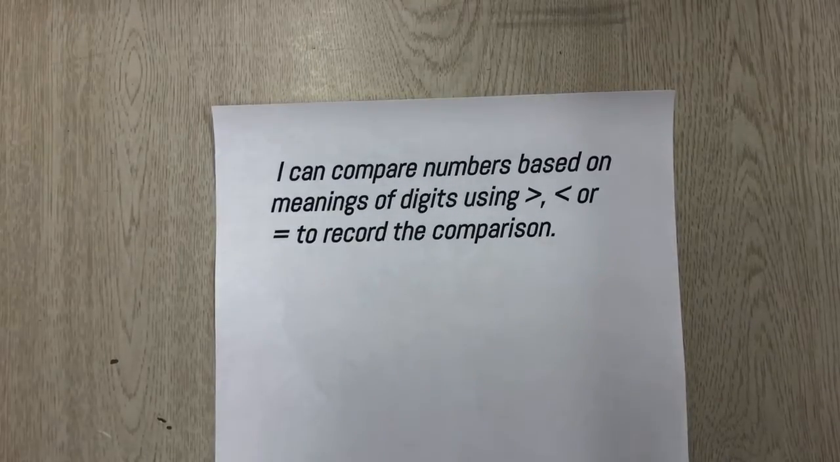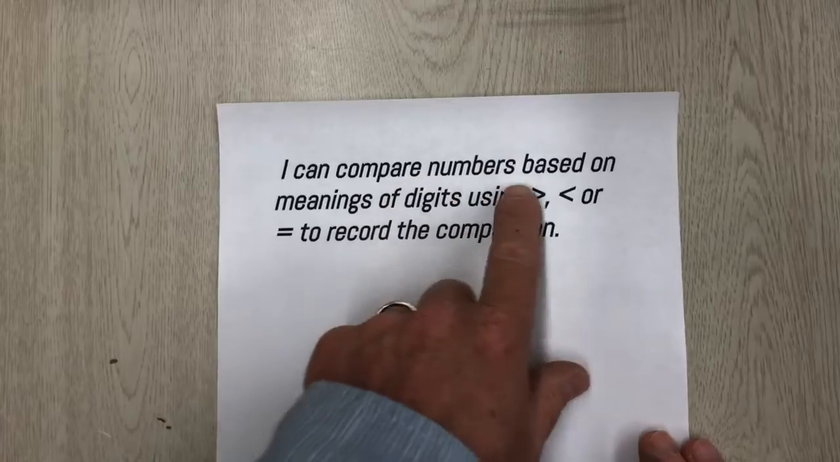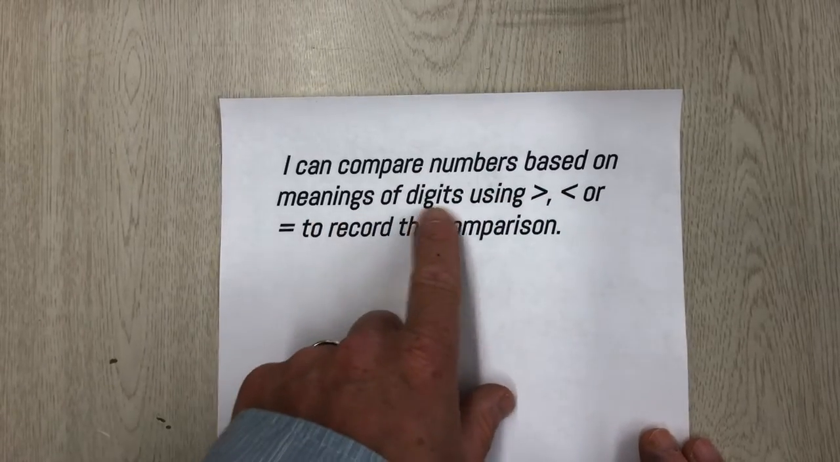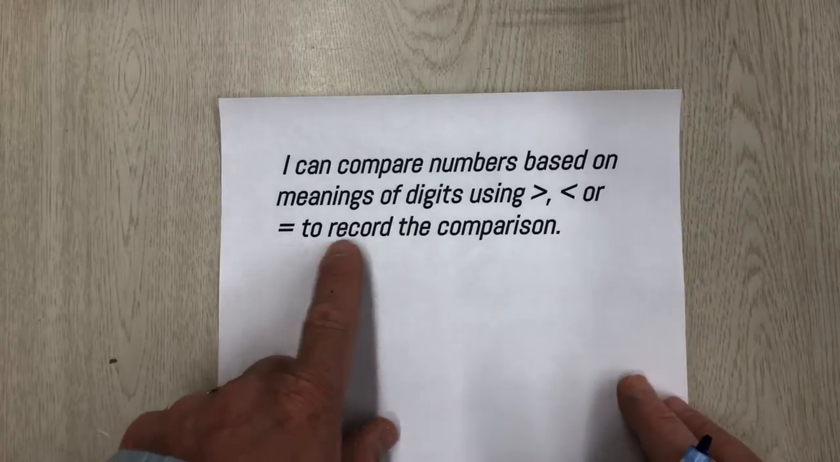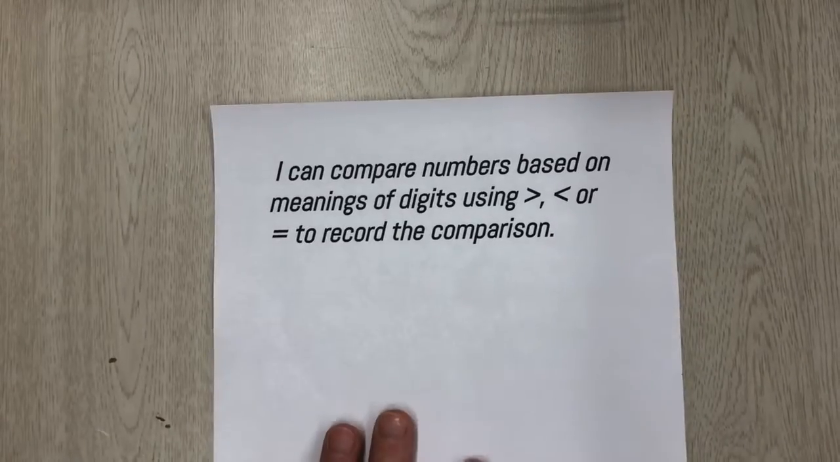I have an I can statement: I can compare numbers based on meanings of digits using greater than, less than, or equal to, and record the comparison, all right?